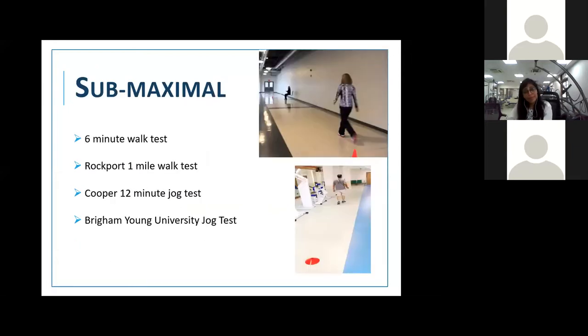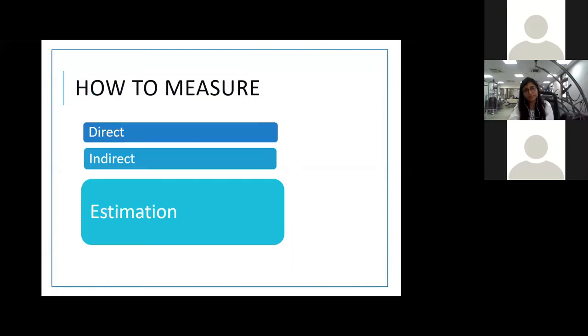Now there are a few submaximal tests. This was very interesting for me also, that a few submaximal tests also have a fair amount of reliability, between 75 to 80%. And if one could do that, then you can have an estimated value. One is the 6-minute walk test, the Rockport 1 mile walk test, which could be done outside as well as on the treadmill, the Cooper 12-minute jog test, and the Brigham Young University jog test.